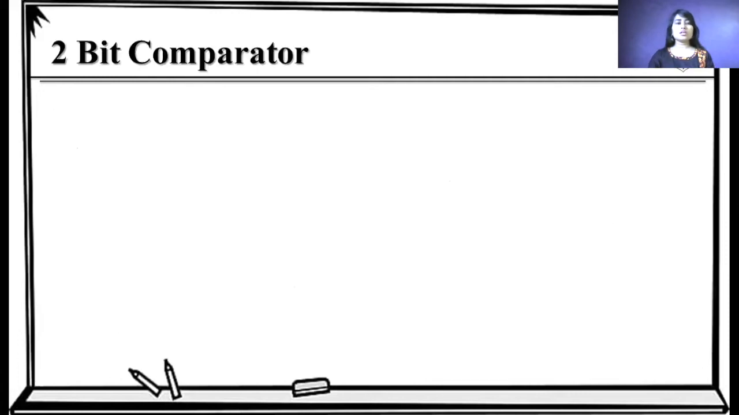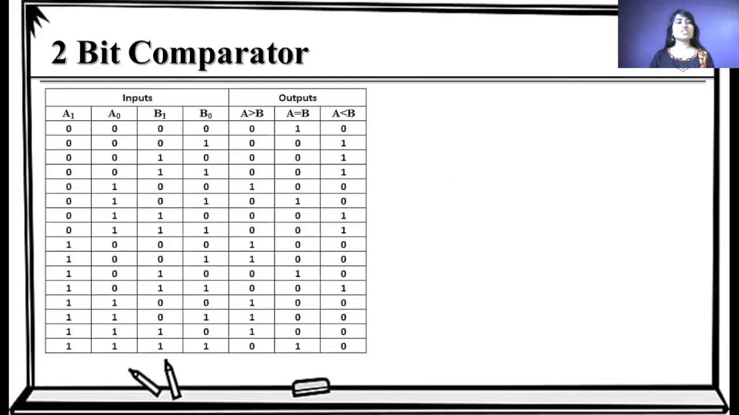Now let's make a truth table for A1, A0, B1, B0. Here we have our inputs A1, A0 for the A number and B1, B0 for the B number, so we have a total of 16 possible combinations. So how can we produce this truth table? Let's start with the comparison of A1, B1. If A1, B1 are the same, then go next with the A0, B0 comparison.